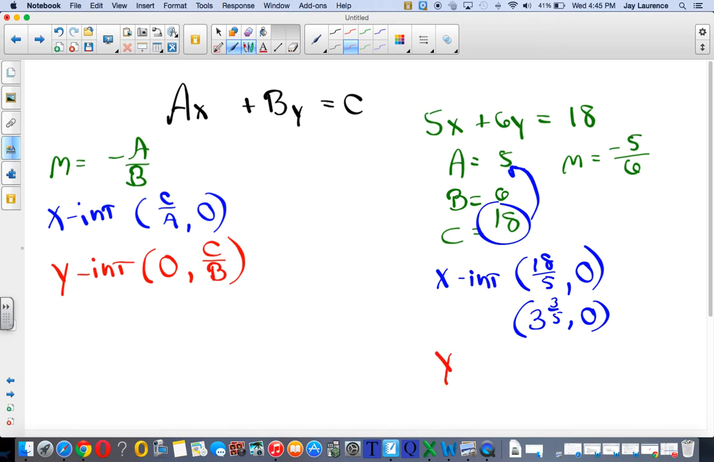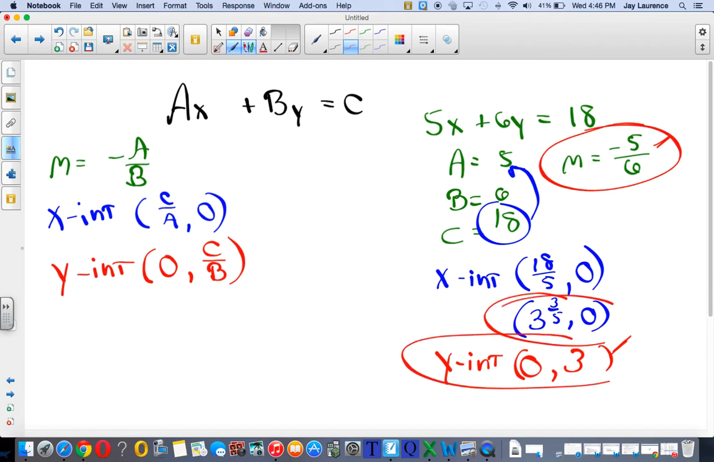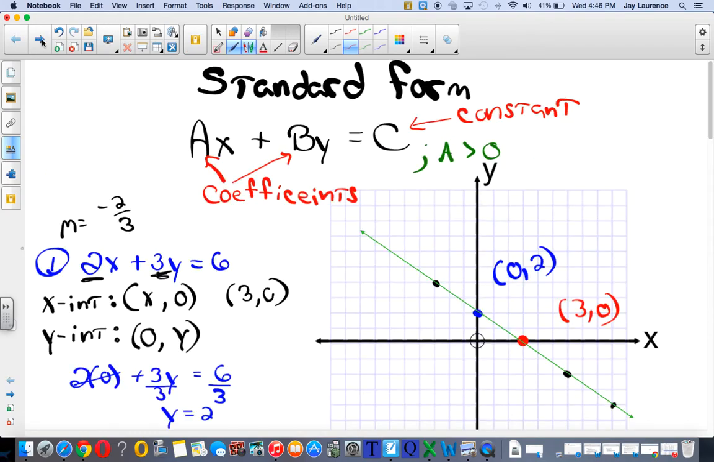Okay, the y-intercept. The y-intercept is going to be 0, but I have to do C divided by B. So 18 divided by 6 will be 3. And there you go. Now, it would be easiest to graph this and this, probably. I don't need all three to graph. Oop, I'm sorry, this one and the slope. I've got the slope, I've got the x-intercept, and I've got the y-intercept. I only need 2 of those 3 to graph, so I'll use the 2 that work out the best.